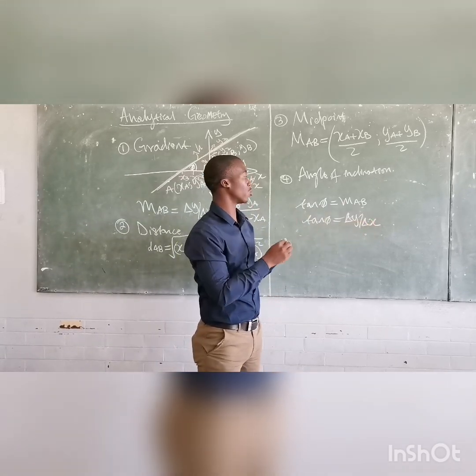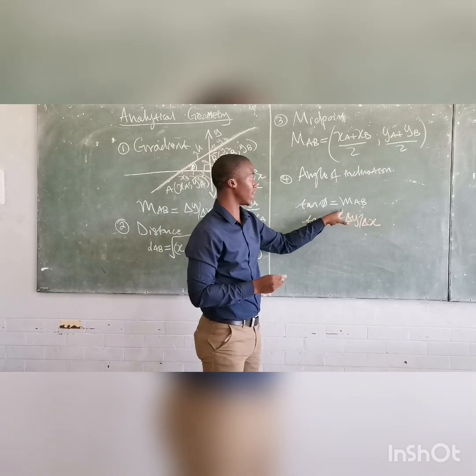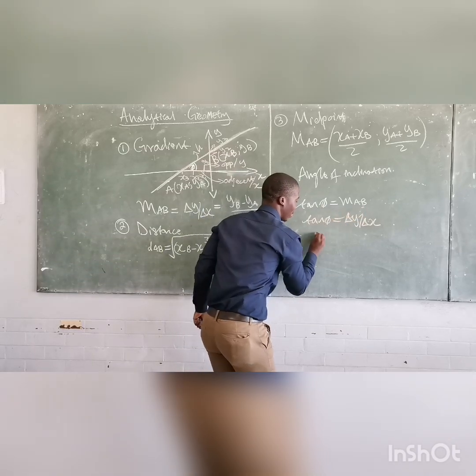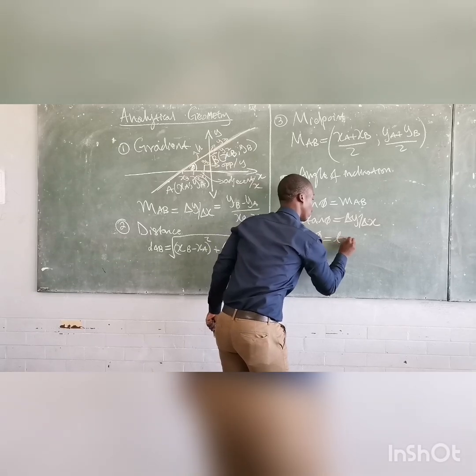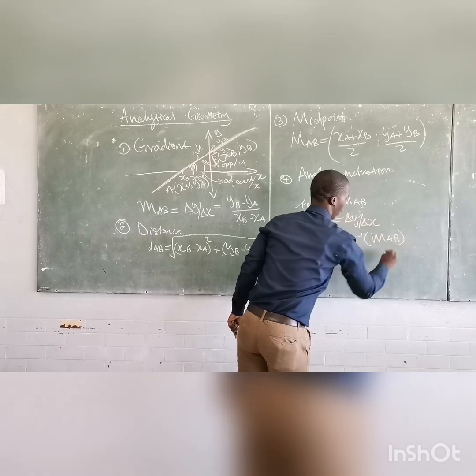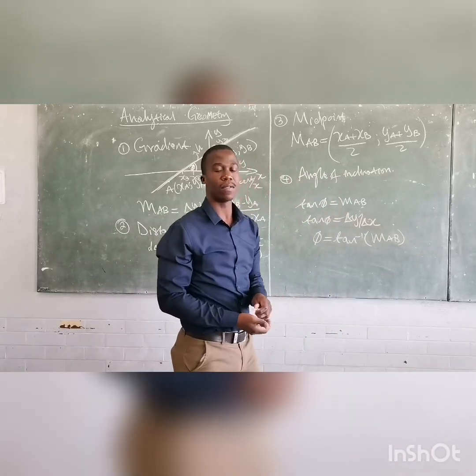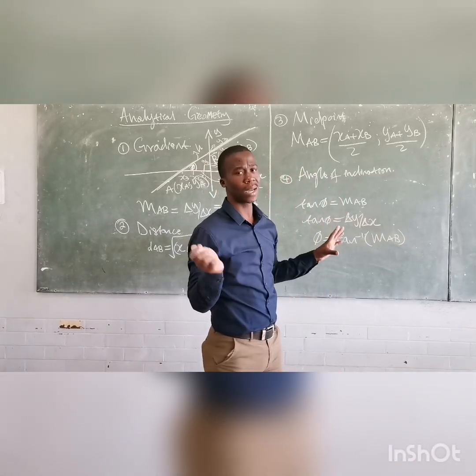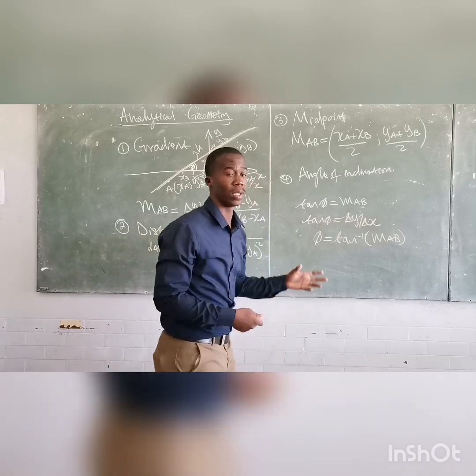So all you have to do is find the gradient of AB, then to find theta, you simply say theta is equal to tan inverse of the gradient of AB. Then you will find the value of theta. Don't worry, we will start with an example including numbers.